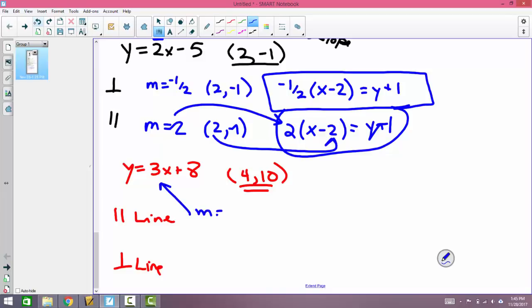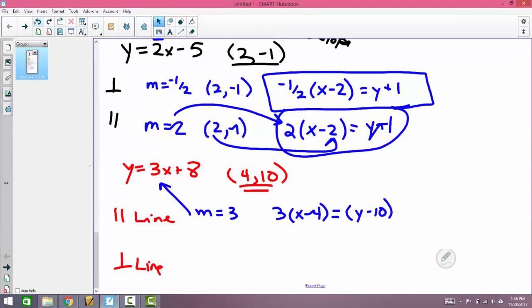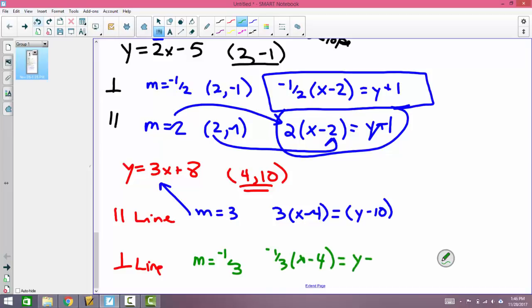And now that you've come back fully excited about your answer, the parallel line to this would have a slope of 3. So your equation is 3 times x minus 4 equals y minus 10. And the perpendicular line would have a slope of the opposite reciprocal, which is negative 1/3. So that would be negative 1/3 times x minus 4 equals y minus 10.